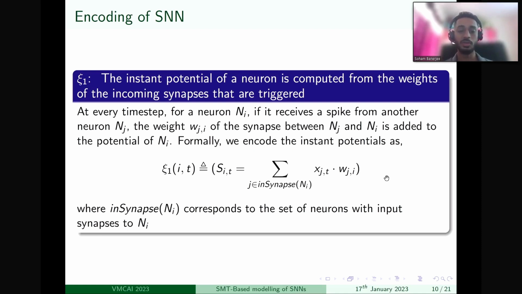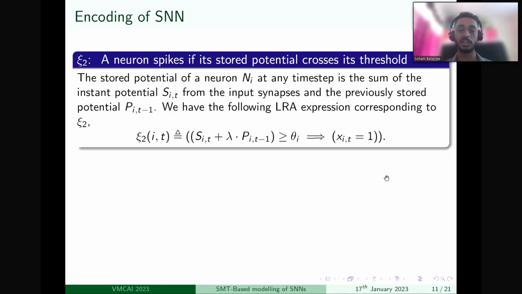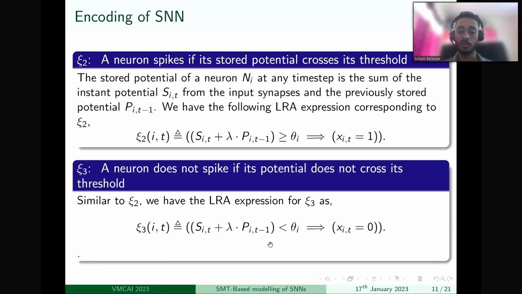Now, using these two, let's move on to the third one, which says that a neuron spikes if and only if the stored potential crosses its threshold. What this means is that the accumulated potential S_i^t along with the previous potential P_i^(t-1), after applying some loss, let us call this total potential. If the total potential is greater than the threshold, then there should be an output spike, so X_i^t should be equal to 1. The contrapositive of this statement would be that if the total potential is less than the threshold, then the neuron should not spike, or should give an output of 0.